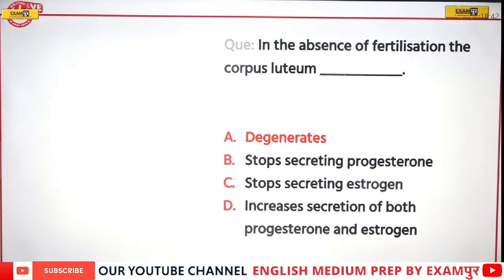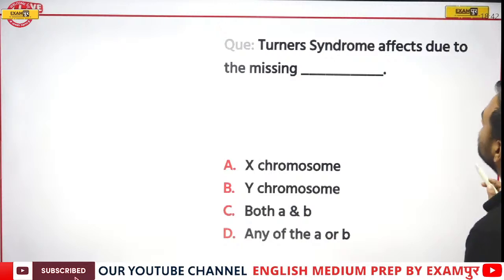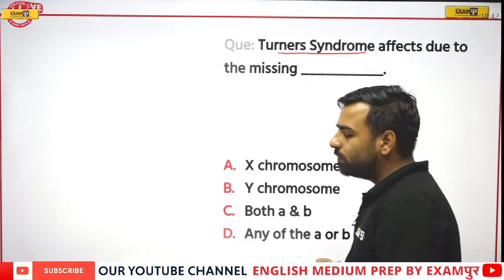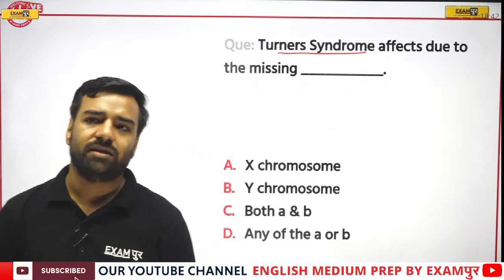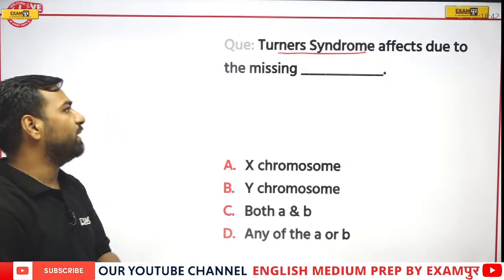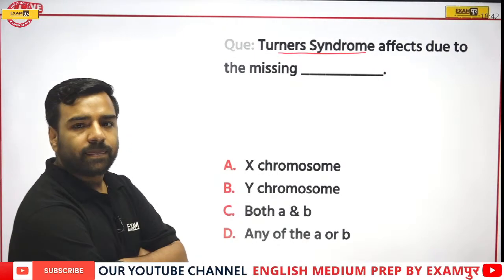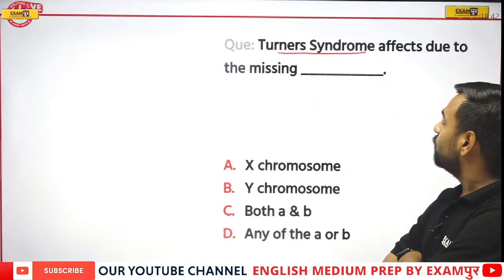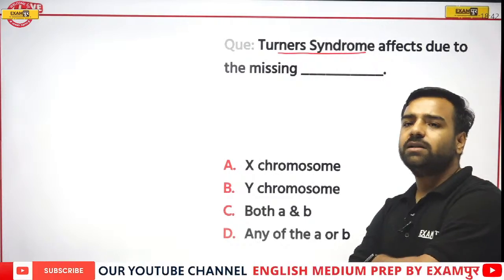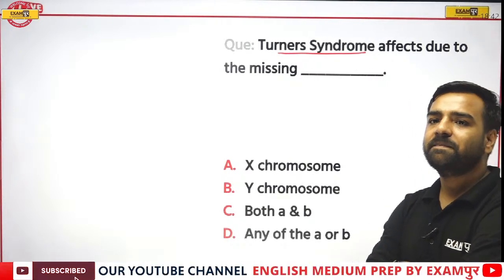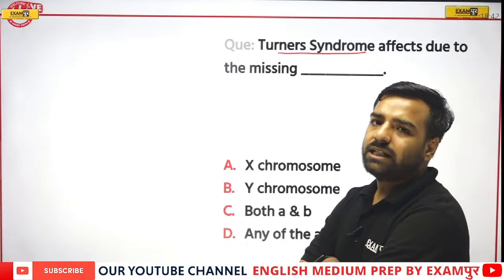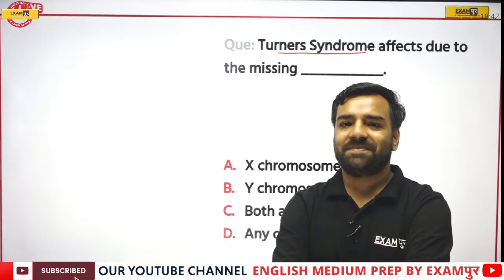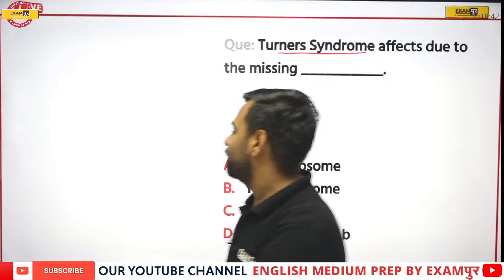So let's move forward now. Next question is, Turner syndrome occurs due to the missing dash. Turner syndrome occurs due to missing what? We have discussed this Turner syndrome, remember? First of all, I will be requiring the answer, then I will tell you. Who will tell this answer? Turner syndrome occurs due to the missing dash. We discussed one thing, what?